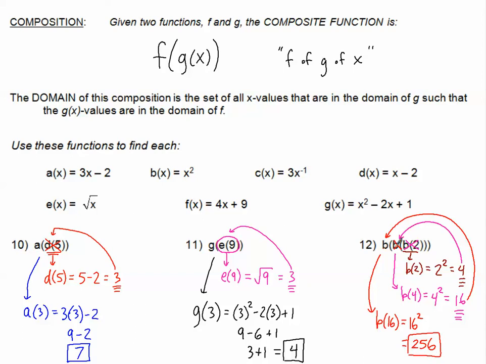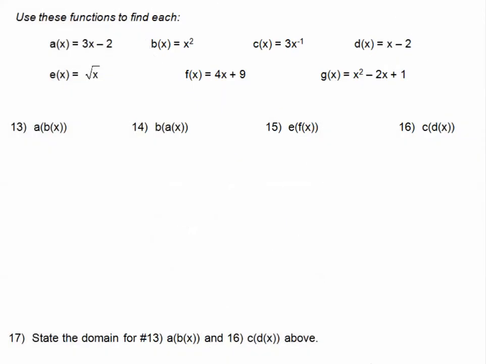So b of b of b of 2 is not really much more difficult than g of e of 9. We're just dealing with the same function 3 different times. Follow my work, follow the arrows, follow the colors perhaps, and that's composition. At least that's composition with numbers. Let's throw some variables into it now.